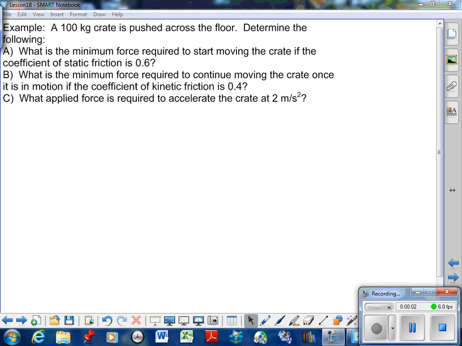All right, so running through two examples. The first one: a 100 kilogram crate is pushed across the floor. Determine the following. What's the minimum force required to start moving the crate if the coefficient of static friction is 0.6? So first thing I'm going to do, free body diagram, very important. So here's my free body diagram.